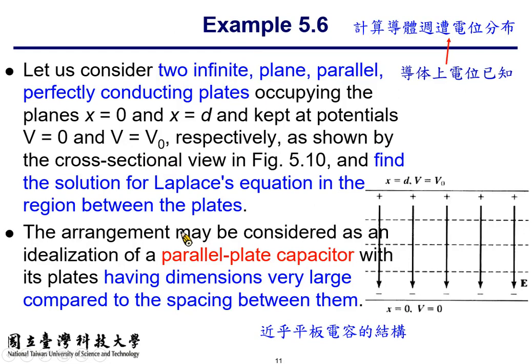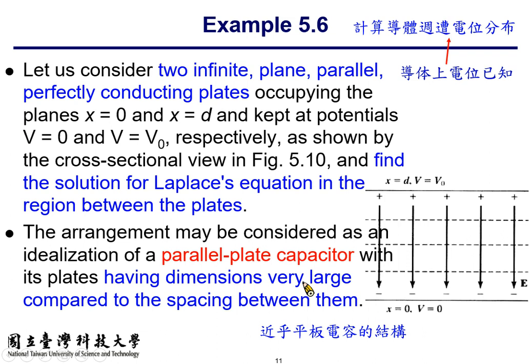We look into the problem of example 5.6, which is the parallel plate capacitor case. Because of the geometry, it's two flat plates extending infinitely in the y and z direction. And the spacing between the two plates along the x direction is relatively small. Therefore, it can build up an isotropic and homogeneous electrical field between the two plates.